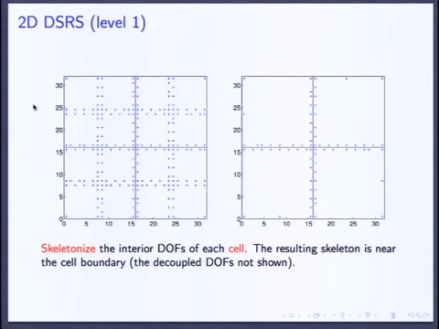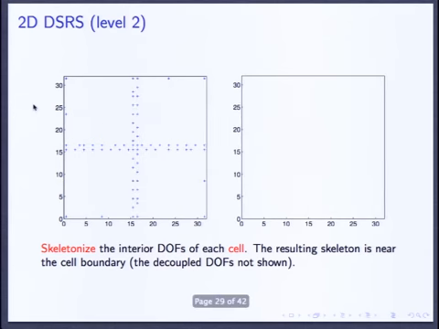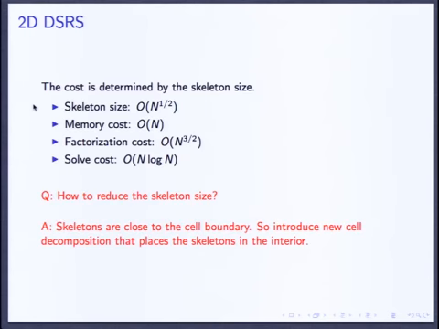And at the end, what you end up with is a skeleton, similar to the multifrontal nested dissection method, that lives on the center of the domain. Again, the main problem from the computational complexity point of view is the size of the skeleton. It's roughly like the number of degrees of freedom in every dimension. That's a problem that prevents you from having linear complexity. The complexity of this DSRS method is that the factorization cost is n to the power 1.5.